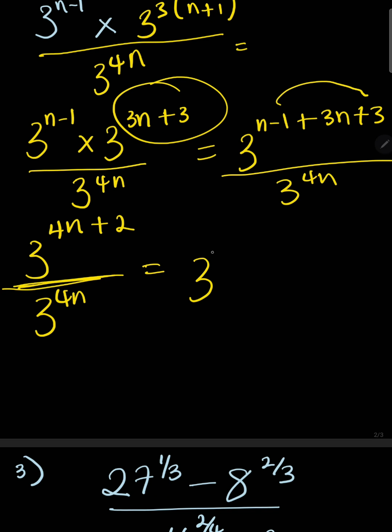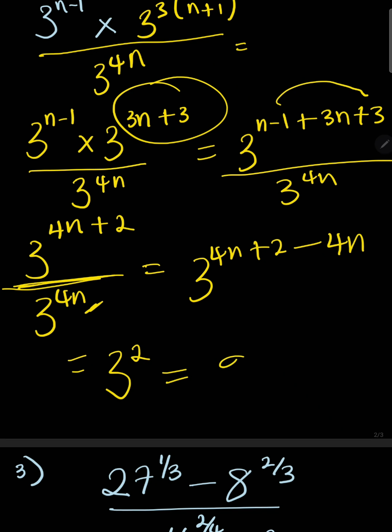So that becomes 3 power 4n plus 2, then minus this power of 4 here, minus 4n. And 4n minus 4n is 0. So we are left with just 3 to the power of 2. And 3 power 2 will give us 9. So the solution to the second problem is equal to 9, right?